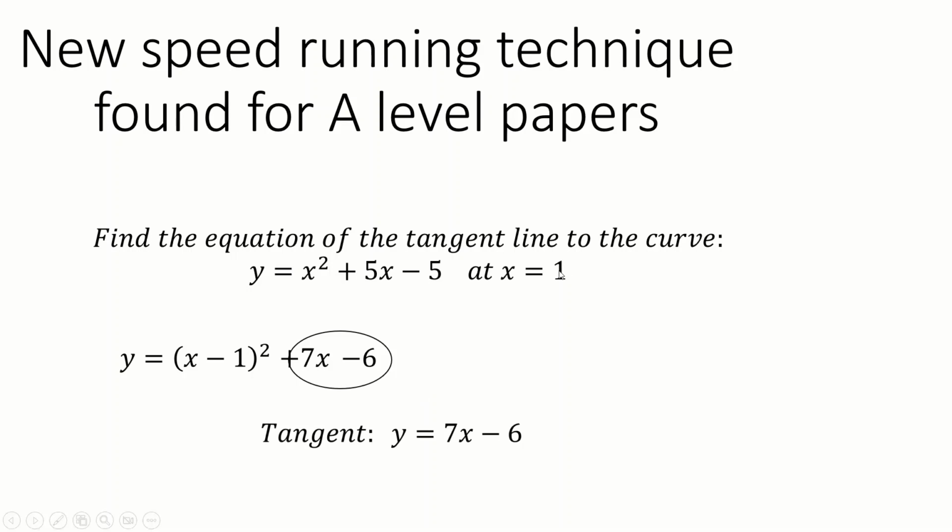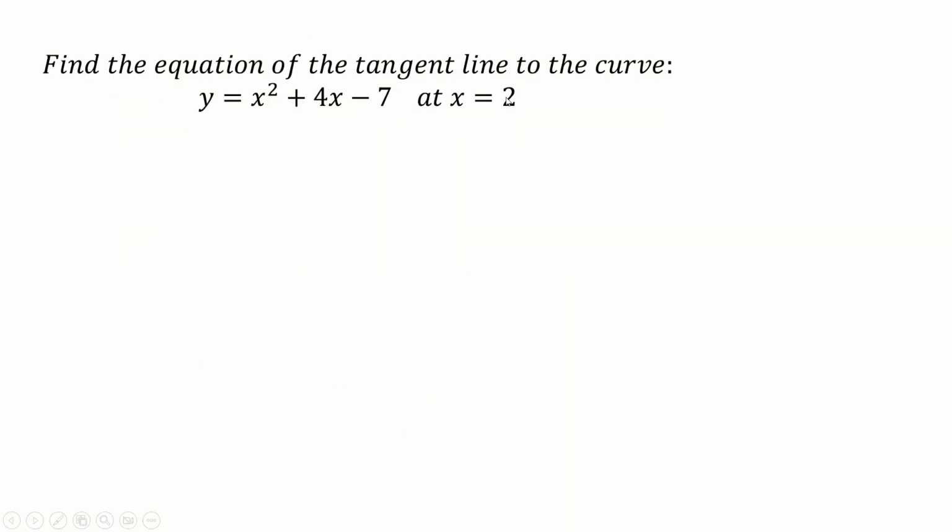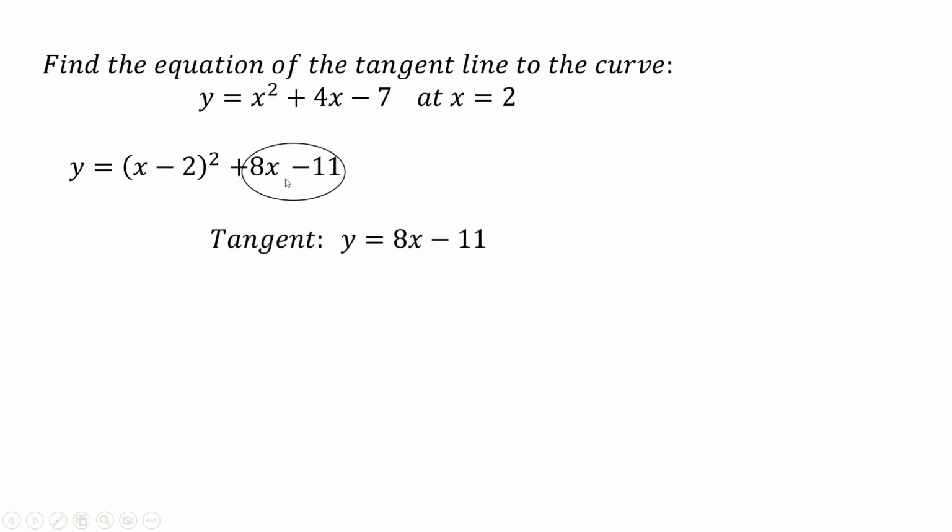Of course, we can do this with a different point here. So, for example, if we're using 2, then we complete the square here to make an x minus 2 all squared. And then that, of course, expands to minus 4x. So I'm going to need a plus 8x to adjust for that. And a plus 4, I'm going to need a minus 11, I think, to adjust for that. And the equation of the tangent is y equals 8x minus 11.